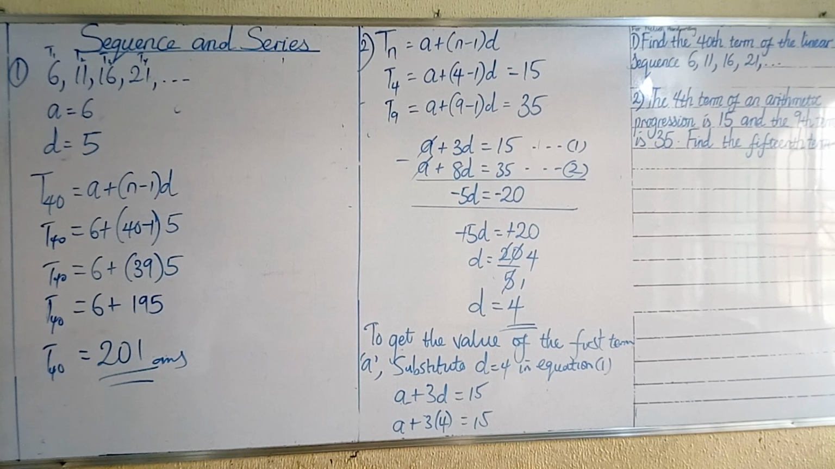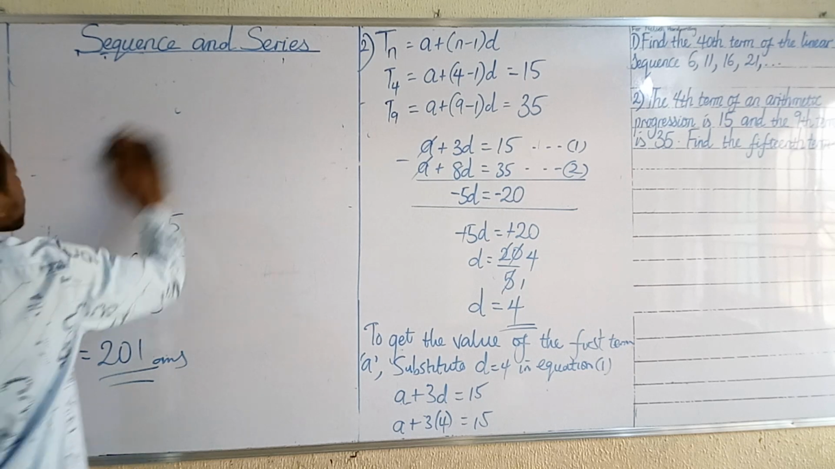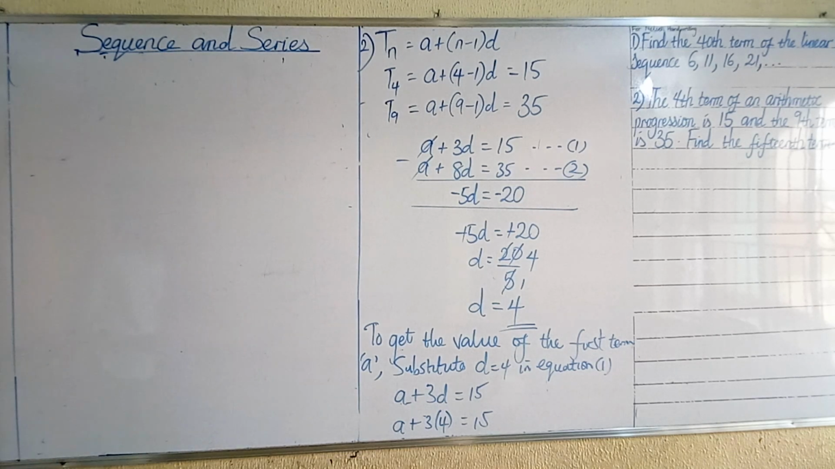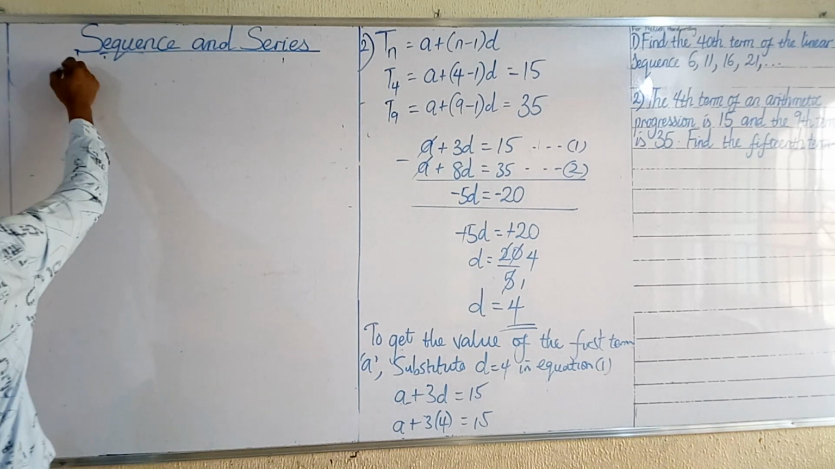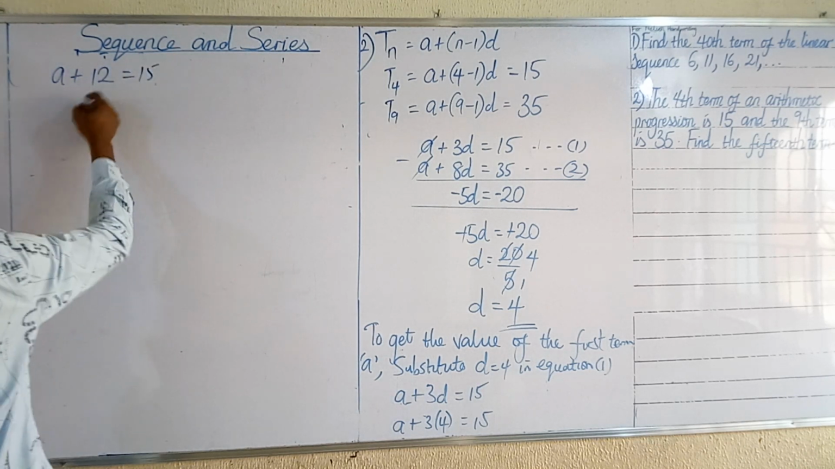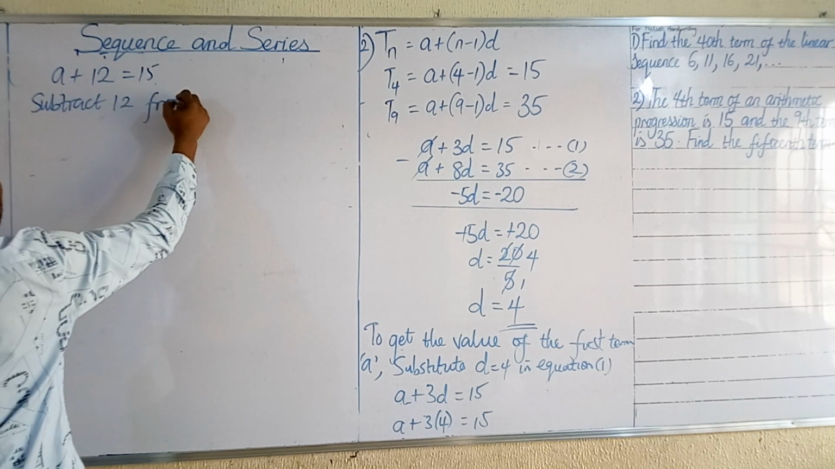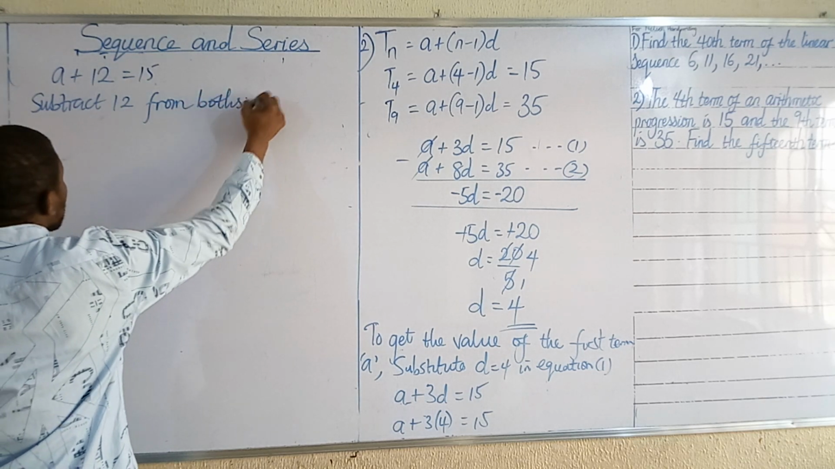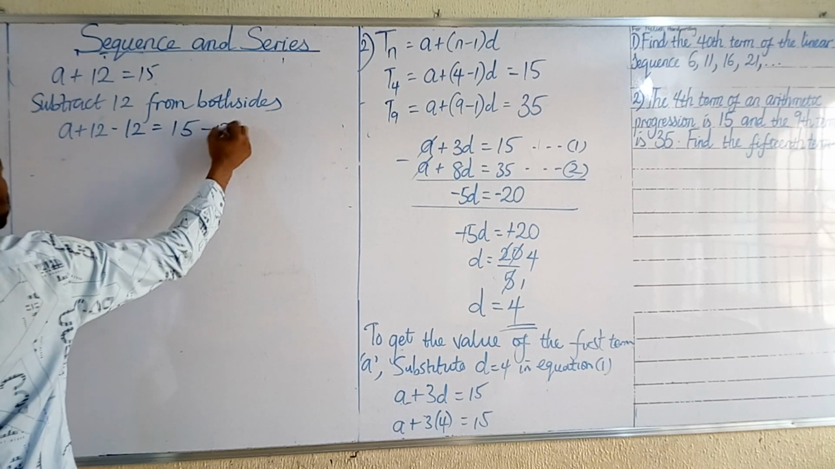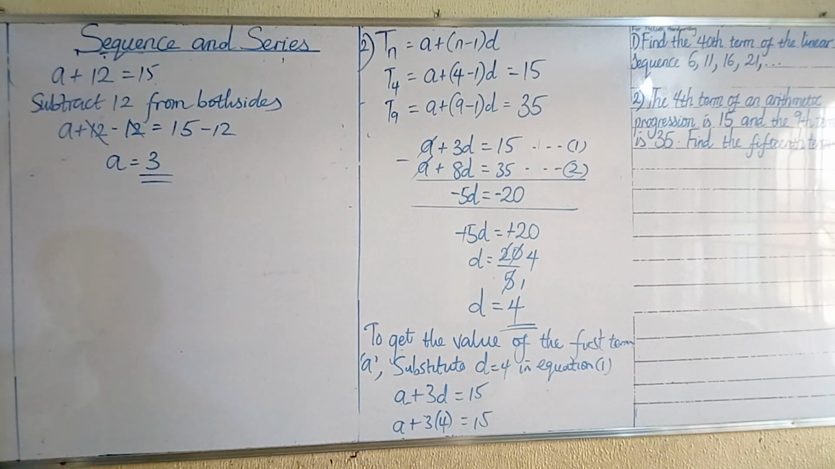Let's erase this part and complete our task. So this becomes A plus 3 times 4 is 12 equal to 15. Subtract 12 from both sides. So this will be A plus 12 minus 12 equal to 15 minus 12. This cancels. A is equal to 15 minus 12, which is 3. So the value of our first term is 3.